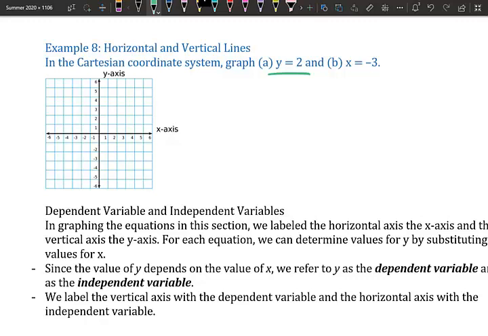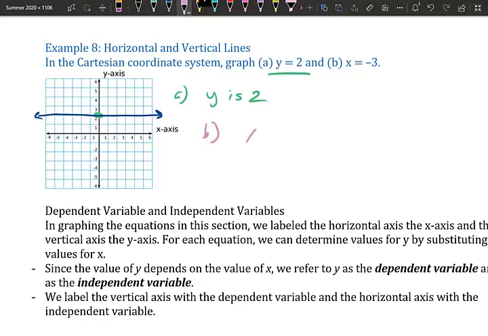Part A is saying y is 2. So go to where y is 2. Y is 2 is right here. Then you just draw a line that goes through the axis. If I drew the line like this, am I going through the axis? No, I'm on it. We have to go through the axis. And there we go, we're done.